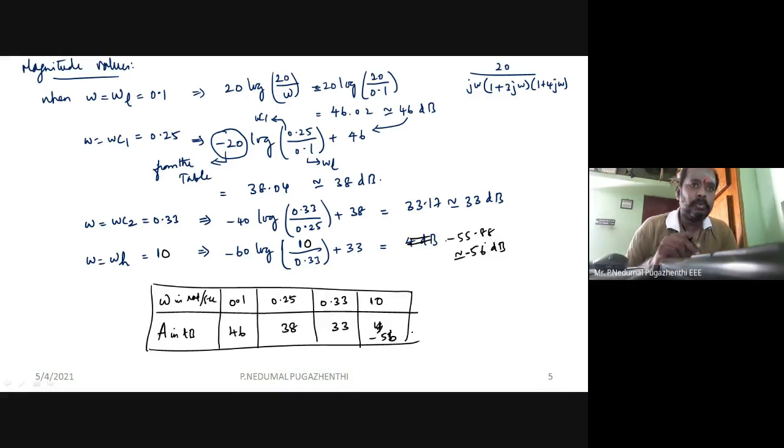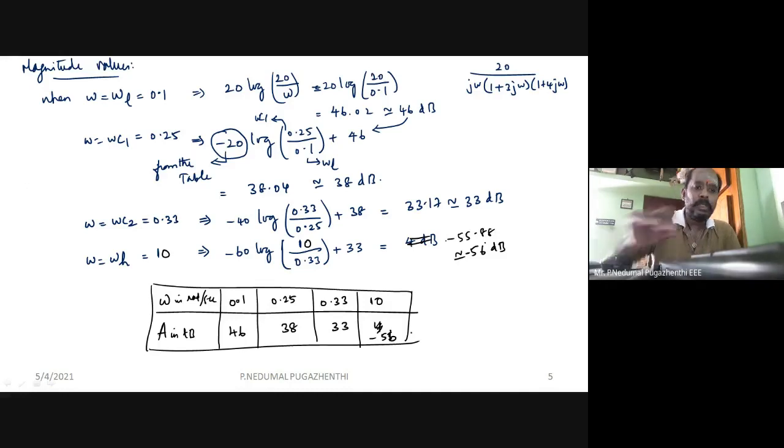Why do you want this negative value there? Because I need a 0 decibel crossing point. To get your phase margin, I want this 0 decibel to be crossed. So I have to check, by increasing the omega value, whether the magnitude is crossing my 0 decibel line. For that I want that.